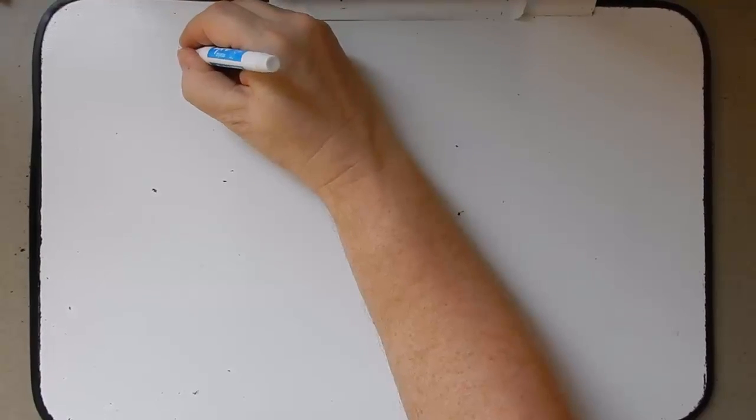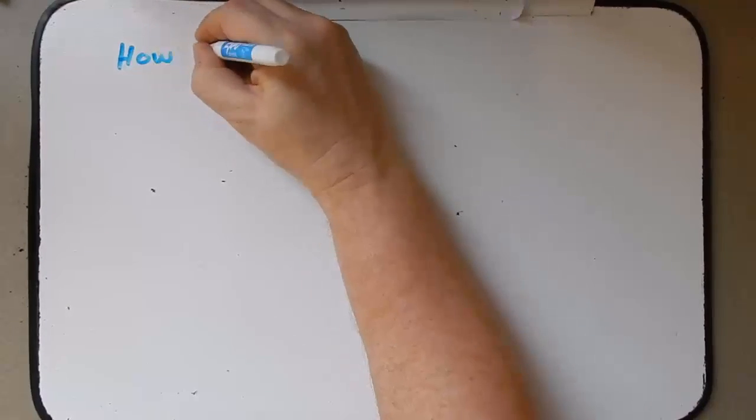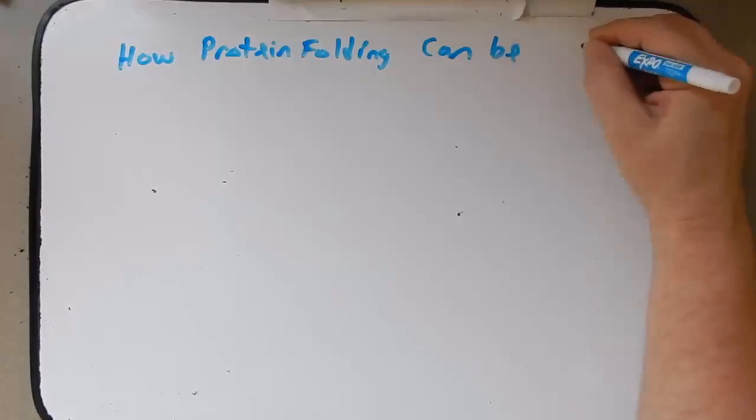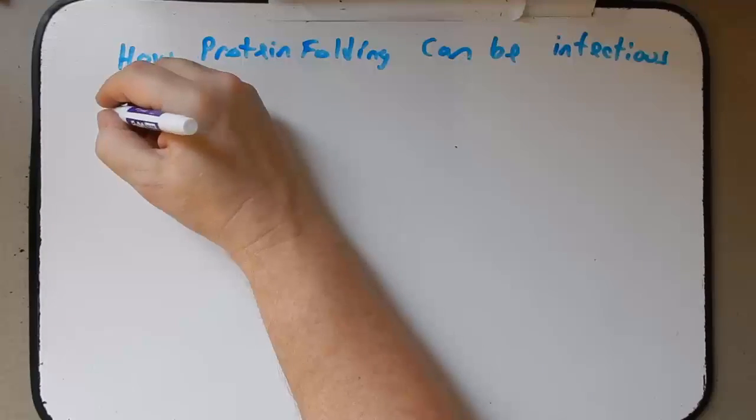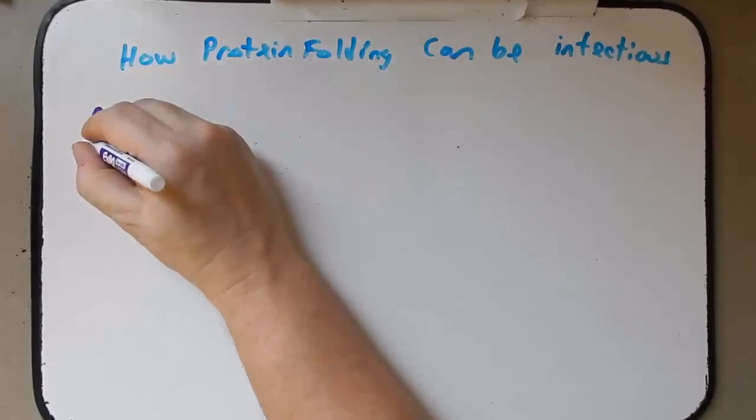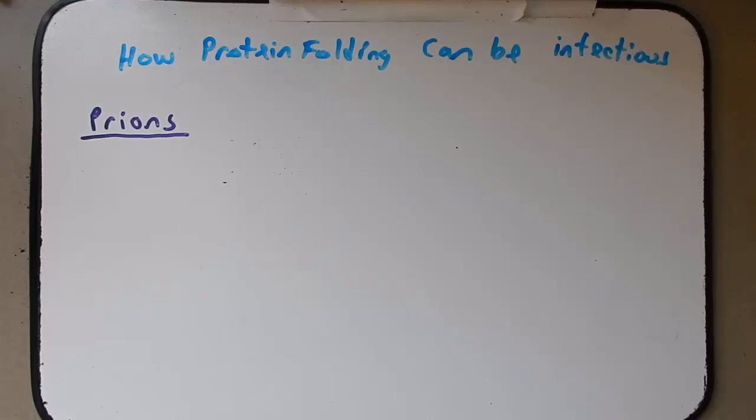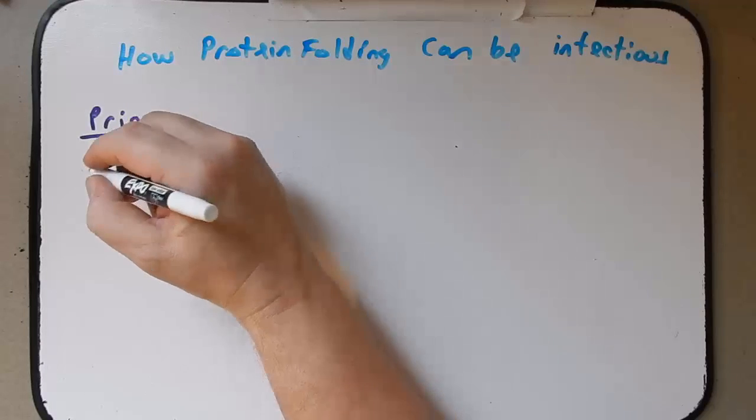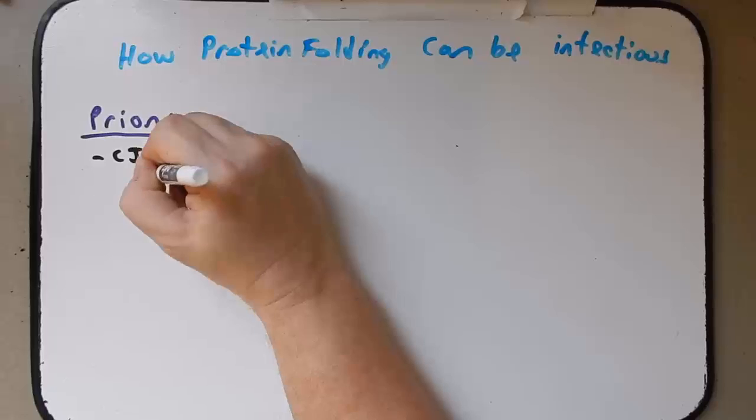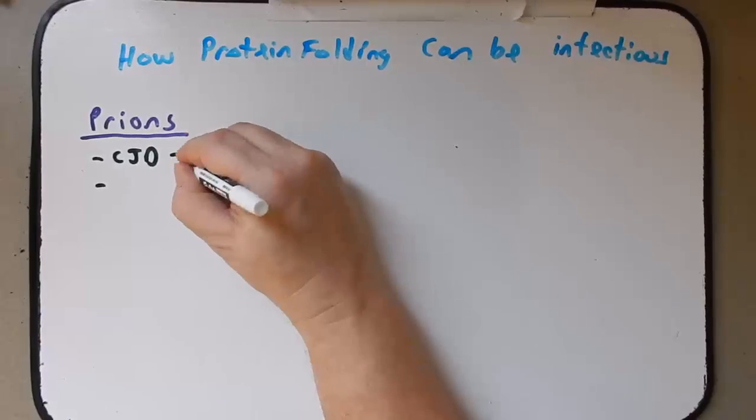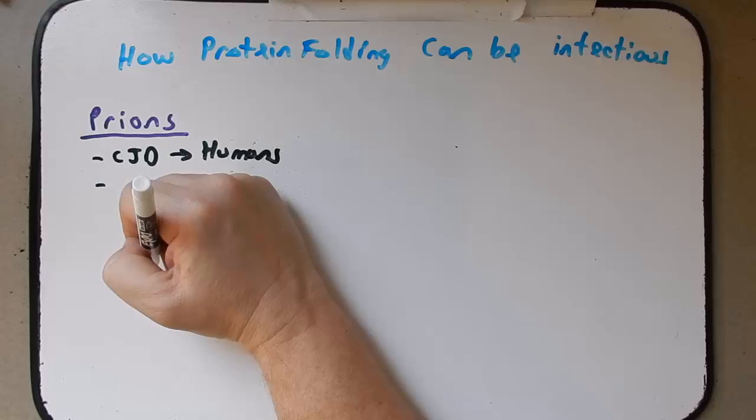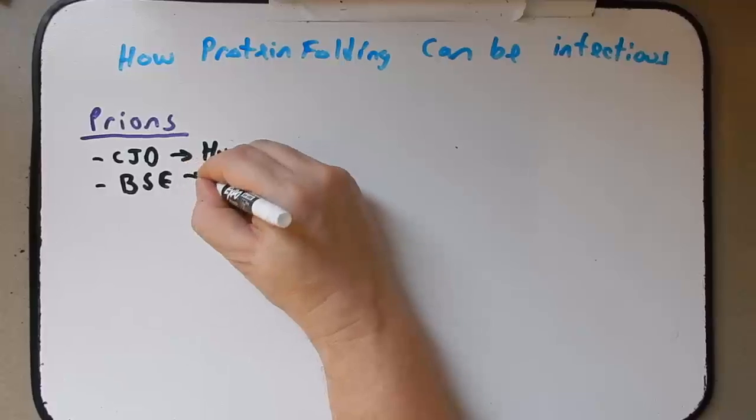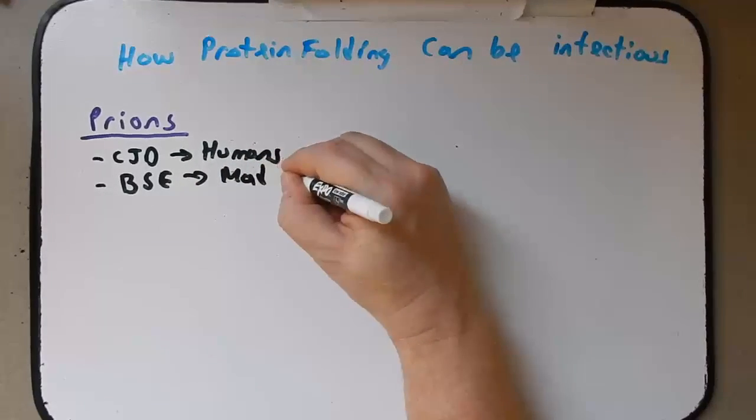Next, I would like to talk about how protein folding can be infectious. And in explaining this, the best example are these structures called prions. Some examples of prion diseases include Creutzfeldt-Jakob disease, and we'll just call it CJD. And these affect humans. There's also bovine spongiform encephalopathy, and we'll just call that BSE. You probably popularly know this as mad cow disease.